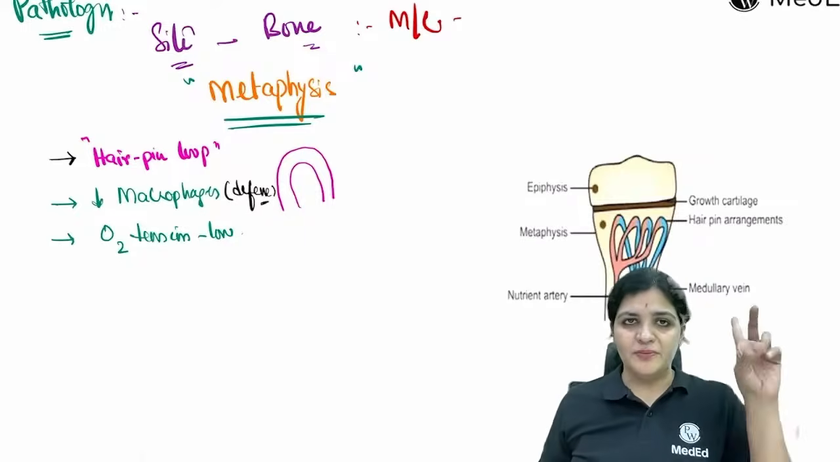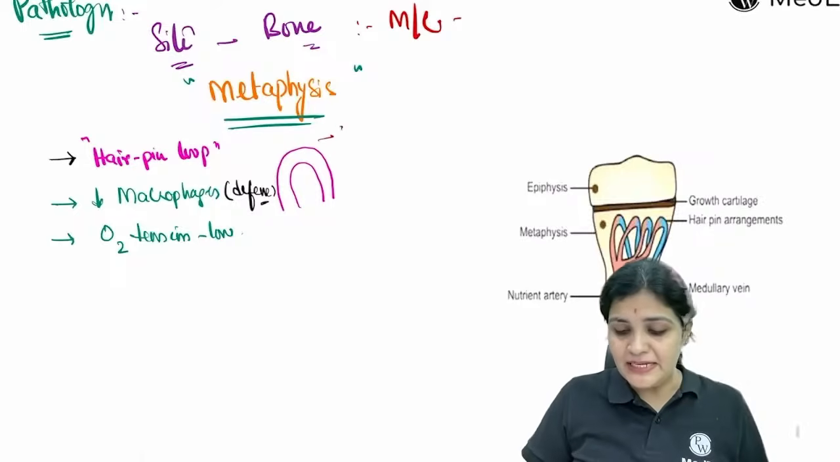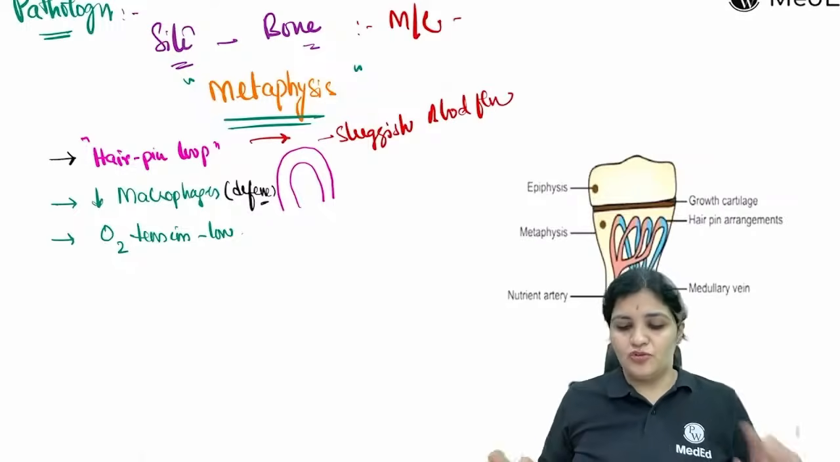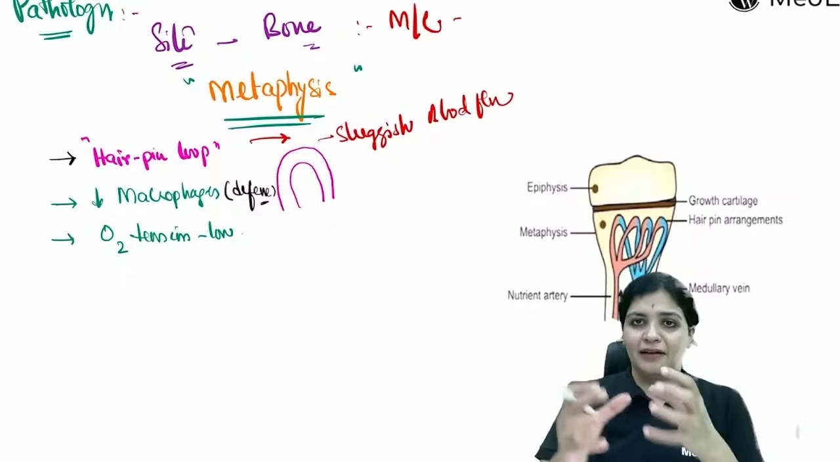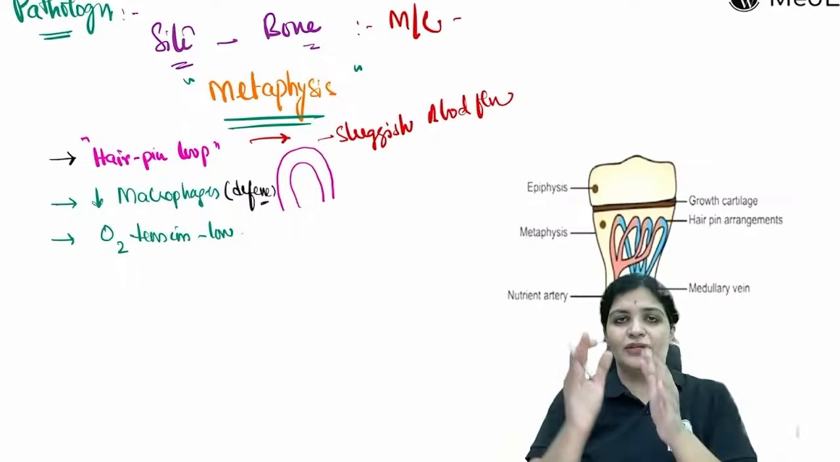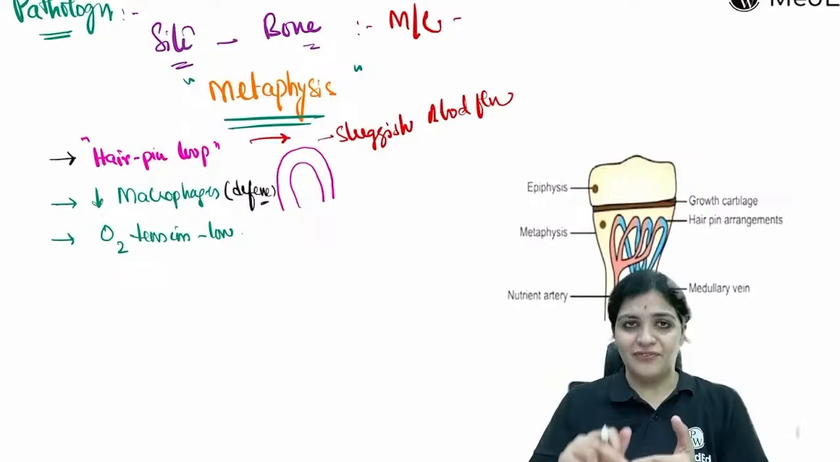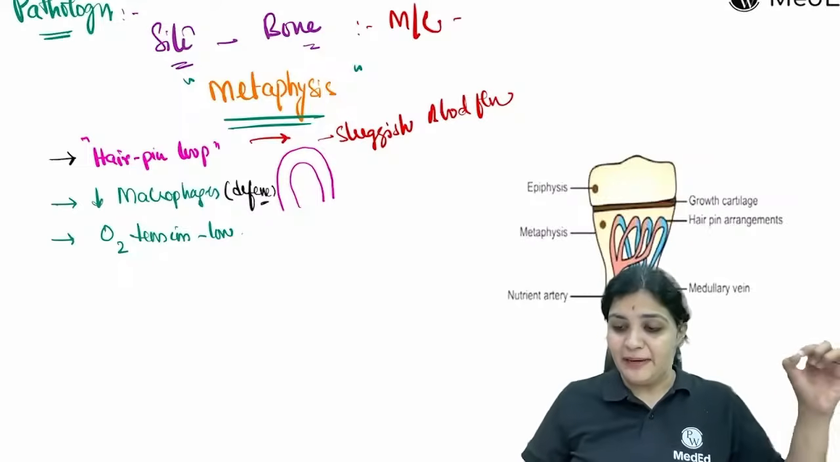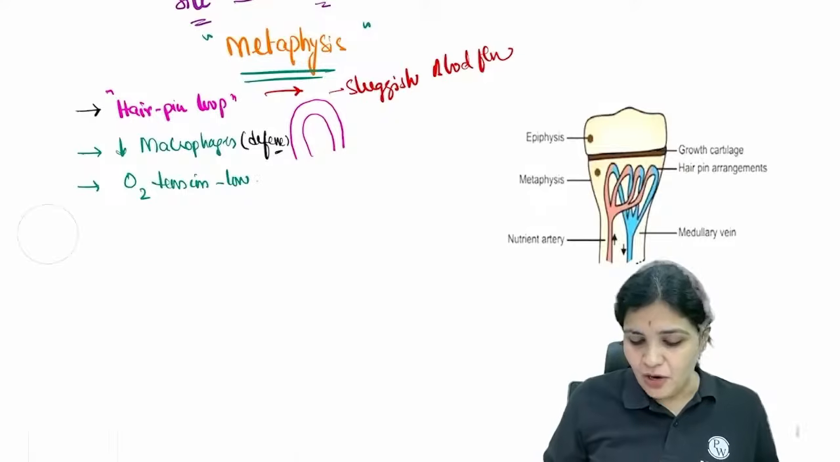So the main reason for the hairpin arrangement is sluggish blood flow. If you want to write the reason behind it, it is the sluggish blood flow. The hairpin arrangement results in sluggish blood flow, so the organisms can thrive because they're not pushed along. They have some time and space to perpetuate. And because of the decreased defense system and the low oxygen tension in that area, the metaphysis is the most common and most favorite site for the organisms.